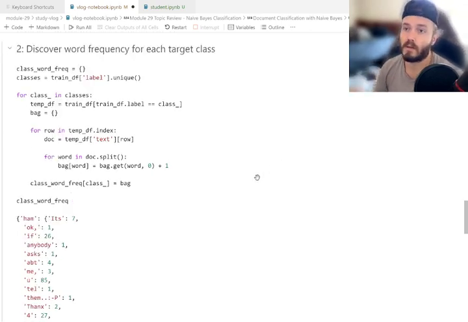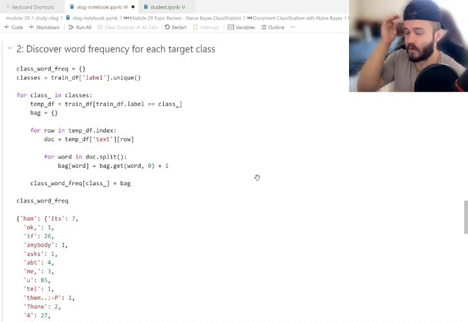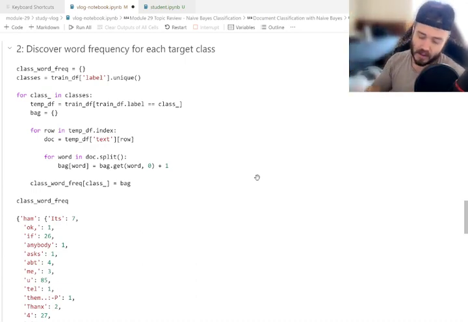Next, the next step would be to discover the word frequency for each target class. So you want the frequency that each word occurs in each class. So for all the spam emails, what's the word frequency of, like, cash, for example, versus for all the ham emails, what's the frequency of, like, hello, or just every word that occurs in that class? That's what our code here is figuring out for us.